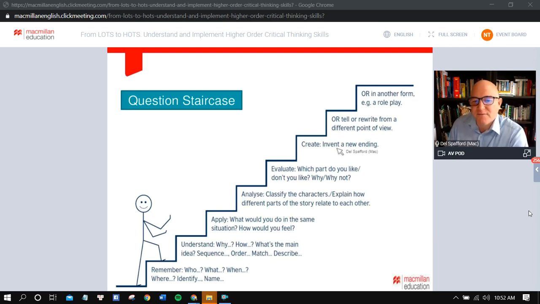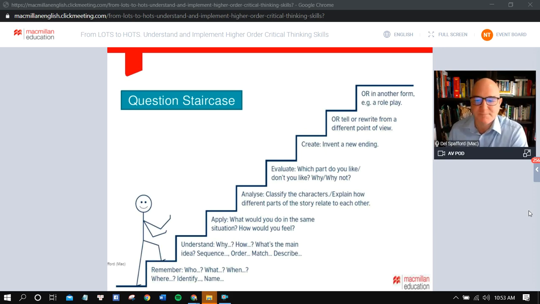And then the create: invent a new ending, tell a story from a different point of view, role play the story. So these are our question staircase. And I think if we can, when we're thinking about telling a story, if we can think about these 6 key areas and getting students to think about these key areas after they've done the lower order thinking skills, then it will really, really help them develop those key critical thinking skills and those higher order thinking skills.